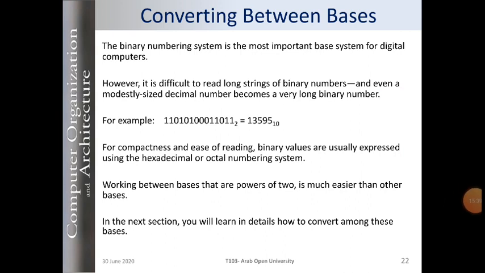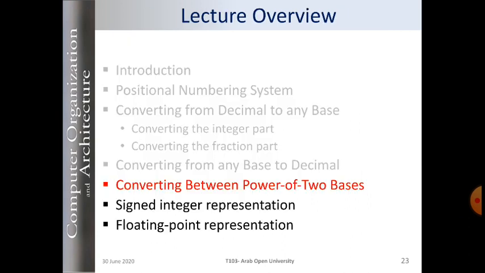The binary numbering system is the most important base system for digital computers. But these numbers are too long to be represented, so we use the hexadecimal number system or the octal number system to represent the binary system. So how to convert between power of two bases? Power of two bases are the octal, the hexadecimal, and the binary number systems.